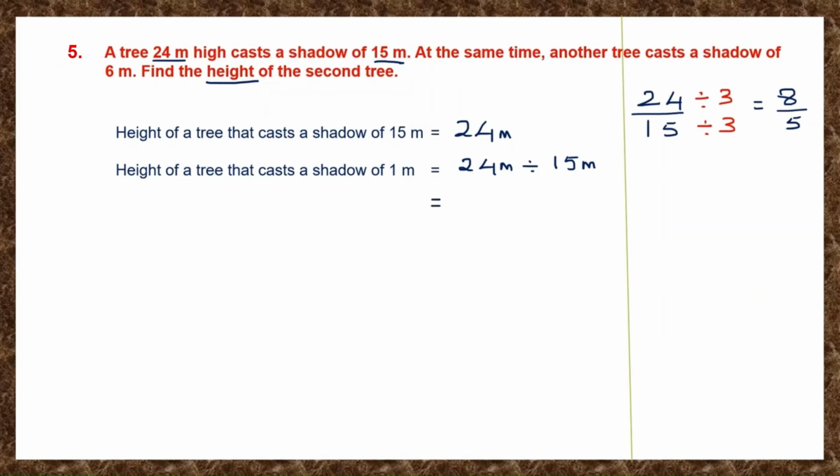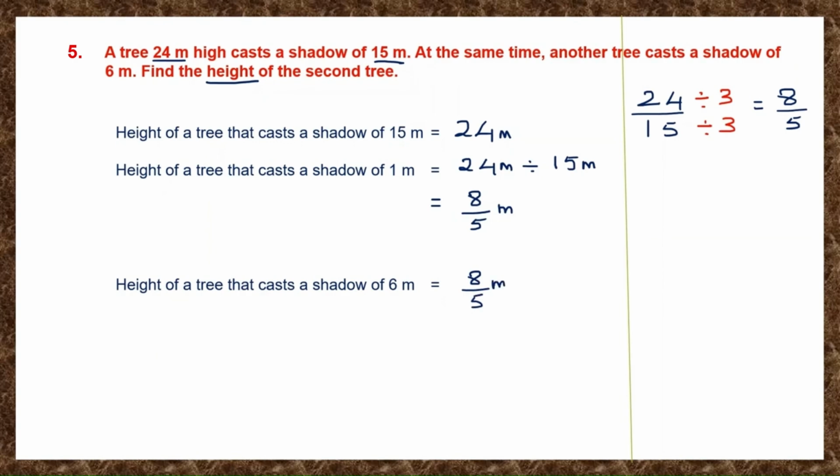So what is the height of a tree that will cast a shadow of 1 meter? It will be 8 by 5, 8 by 5 meters. Now that we know the height of a tree that can cast a shadow of 1 meter, we can find the height of a tree that casts a shadow of 6 meters. So 1 meter is 8 by 5 meters, the height of the tree.